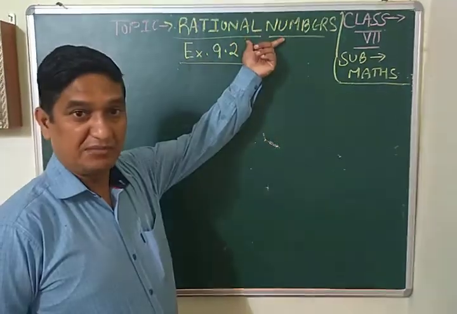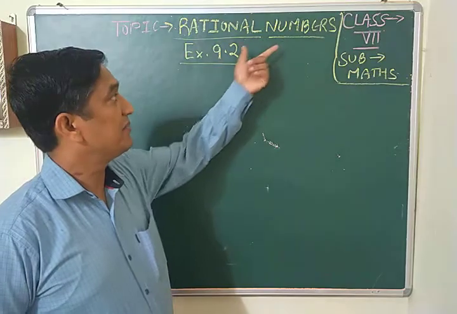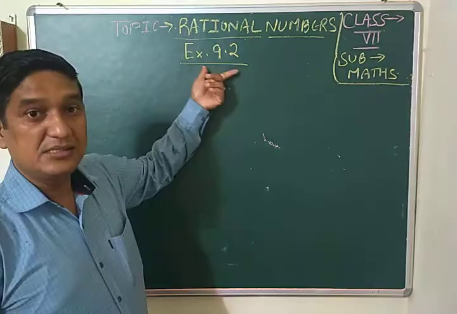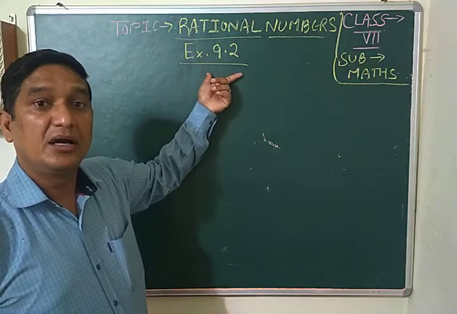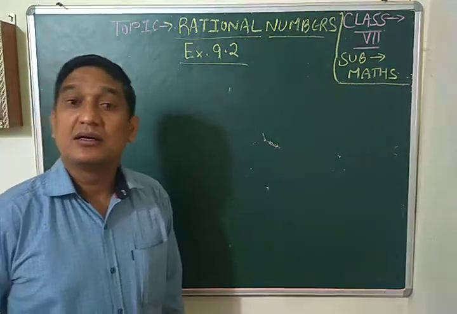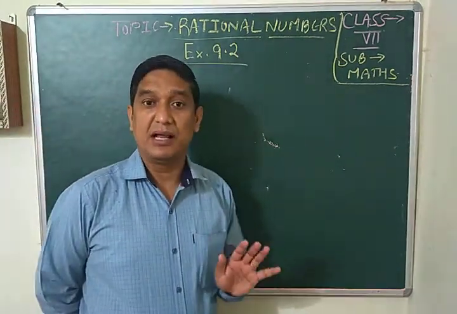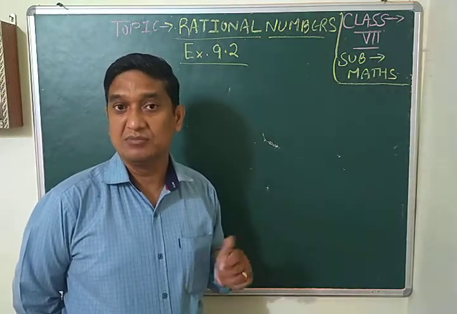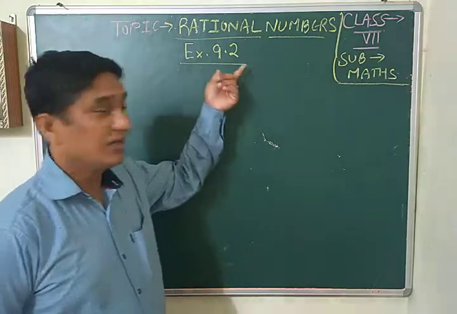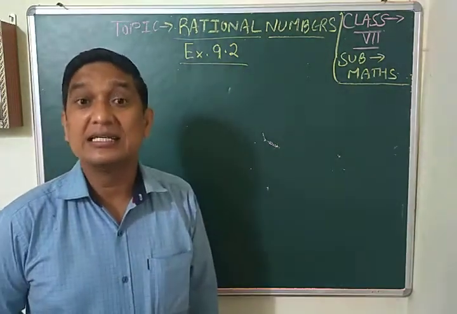I, Rajesh Kumar, am going to take today's class, and we have continued the topic rational numbers. Today we have to learn exercise 9.2, and in this exercise we have to learn how to add, subtract, multiply, and divide rational numbers. So, children, before starting this exercise, we will learn a few important terms.